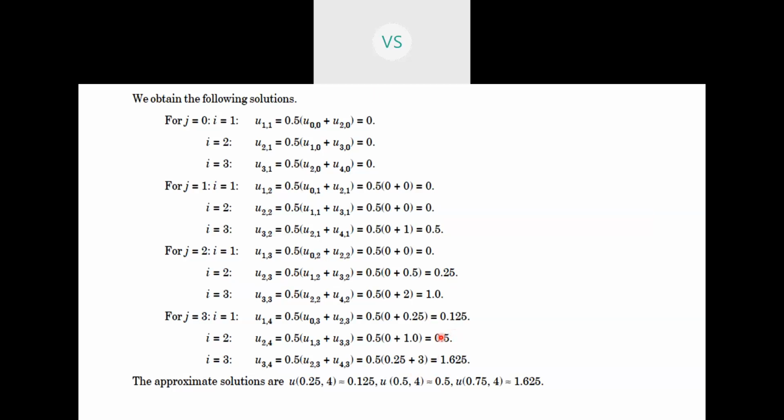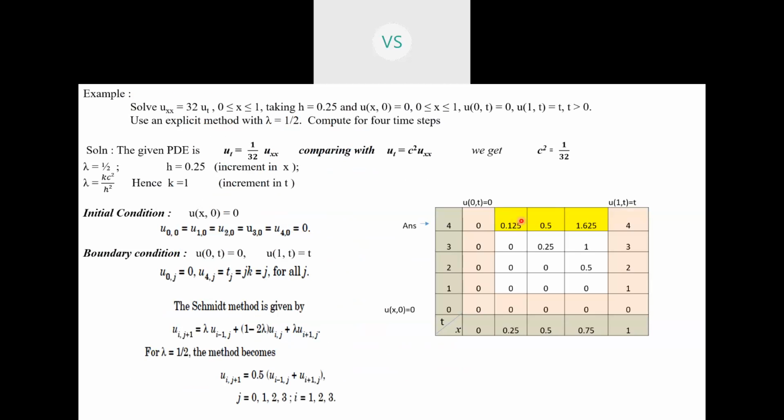You can see this is the answer: the approximate solutions are 0.125, 0.5 and 1.625. That is what we have got over here: 0.125, 0.5 and 1.625. So this is the simple method known as Schmidt method, which comes under the category of explicit methods. You should first know what an explicit method is, and if it is asked in the exam, it will be asked in this way: use an explicit method. So you have to use the Schmidt method over here.